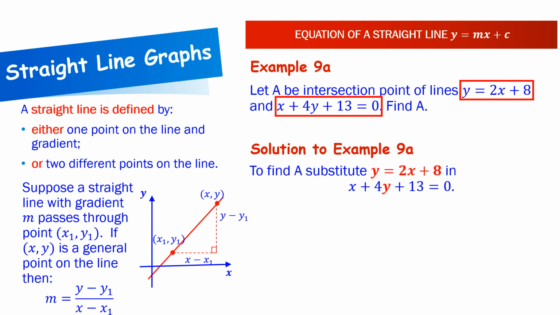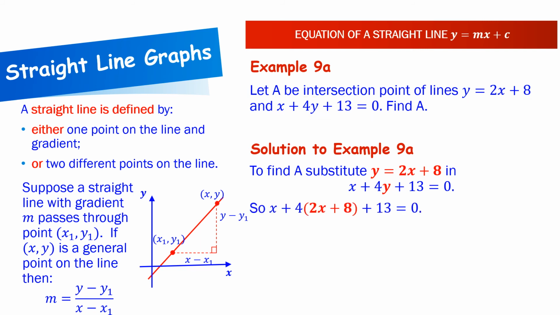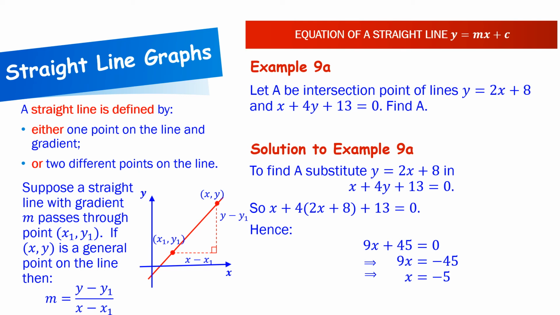To find A, substitute y equals 2x plus 8 in x plus 4y plus 13 equals 0. So x plus 4 times (2x plus 8) plus 13 equals 0. Hence, 9x plus 45 equals 0. Rearranging gives 9x equals minus 45, and therefore x equals minus 5 once we've divided through by 9.